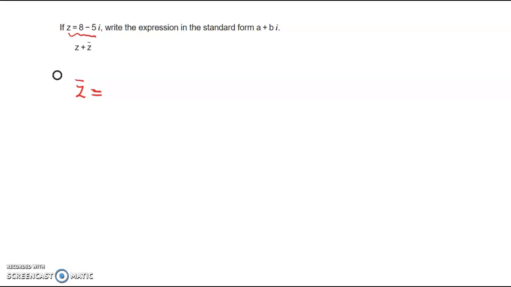the z equation as it is, and you flip the sign in front of the second term you have in the z equation. So the z equation is 8 minus 5i, and to find the z bar, what you do is you keep the first term, which is the 8, and you're going to flip the sign in front of the second term. So this negative sign here will change to a positive, and you add your second term.